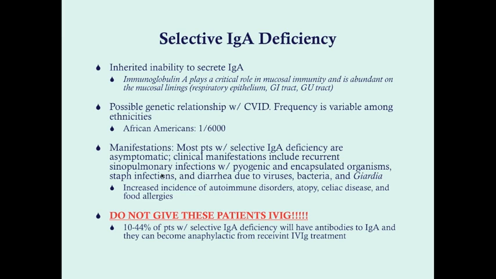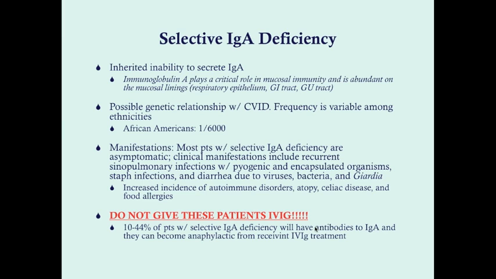Okay, this is big. Up until now, we've talked about two things. We talked about X-linked agammaglobulinemia. We talked about common variable immunodeficiency. For both of those, the treatment of choice was IVIG. So why not do it in IgA deficiency? We don't. Okay? 10 to 44% of patients with selective IgA deficiency will have antibodies to IgA.